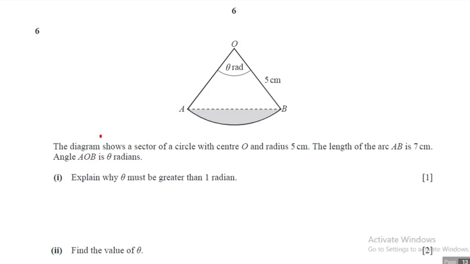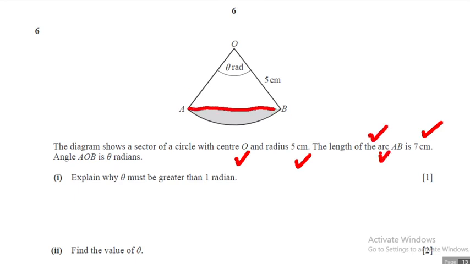All right, let's see. Next question, last question. The diagram shows a sector of a circle, center O and radius 5 centimeters. The length of the arc AB is 7 centimeters. So be careful. If they give you arc, you don't take the straight line here.